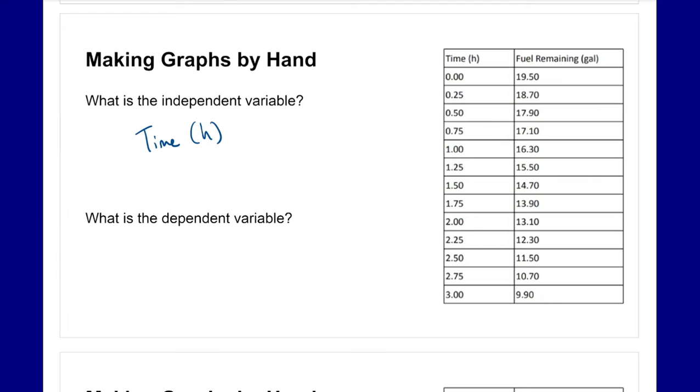Now, we can also tell by the table because usually the first column is your independent, the second column is your dependent. So the dependent variable in this case is the fuel remaining. So the fuel remaining is dependent on the amount of time spent driving. It's also the second column in our table, so that's another way we can check.